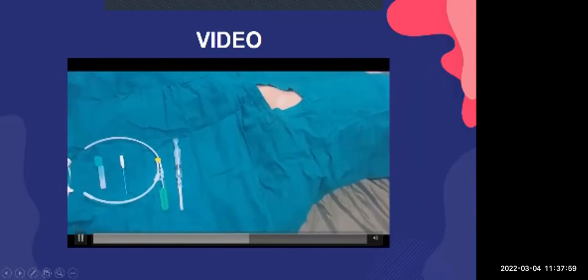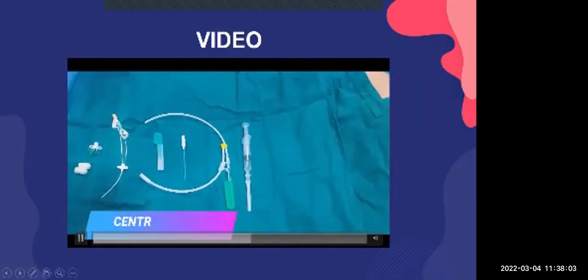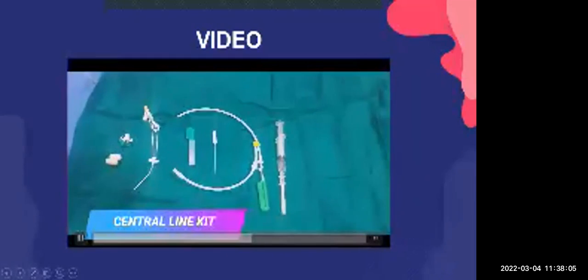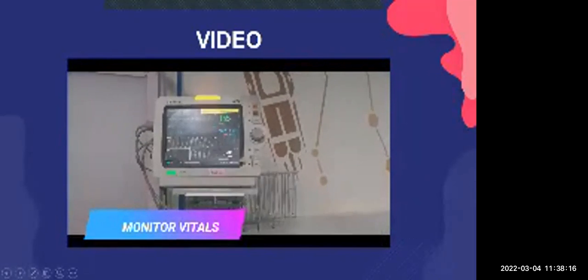And these are the equipment used throughout this procedure. Central line kit. And they also monitored the vital signs throughout this procedure.